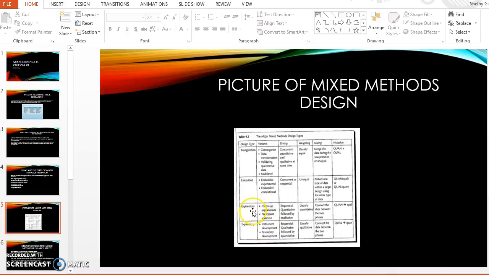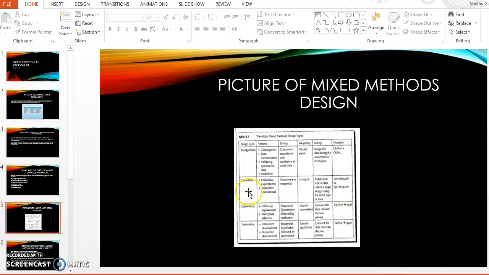This is the explanatory. Usually it consists of follow-up explanations, and it has participant selection. And the timing is it's sequential. It's quantitative followed by qualitative. And when it's weighed, it's usually quantitative. And it, like the one listed after it, connects the data between two phases, and that's the equation.